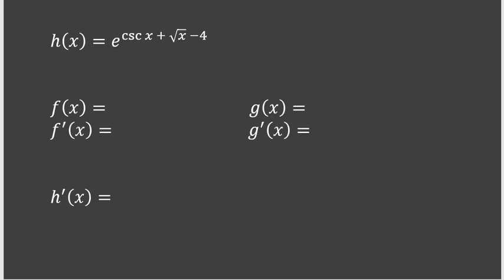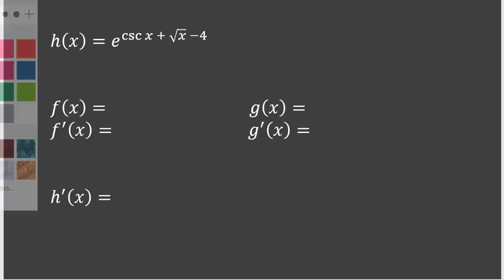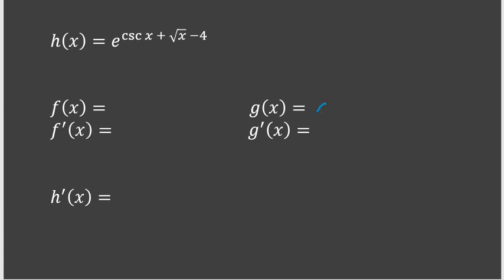So g of x here is going to be cosecant x plus the square root of x minus 4. And then the outside function is e raised to the power of x. And when you take the composition f of g of x, you get exactly h there. Now we need f prime and g prime.